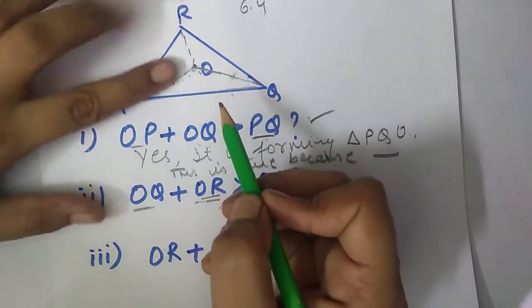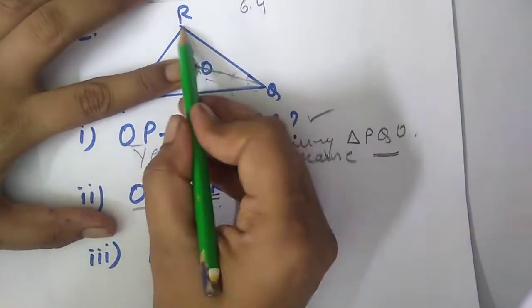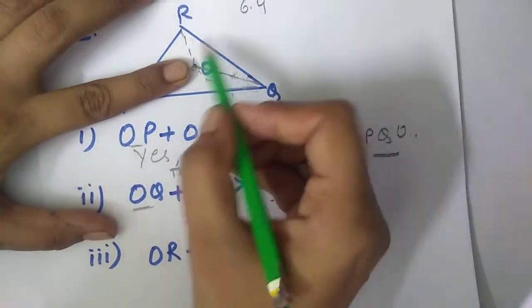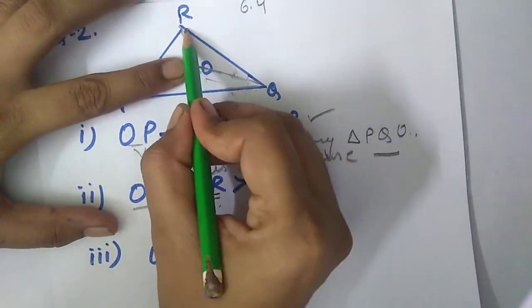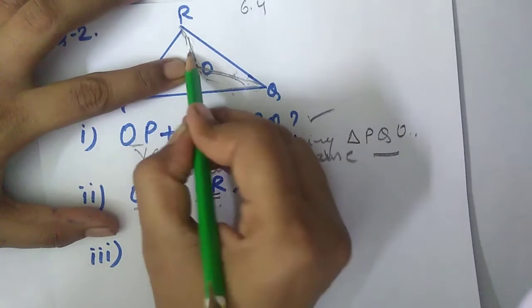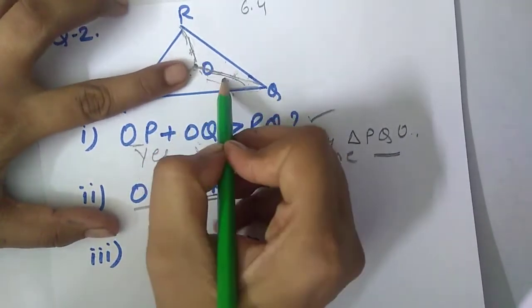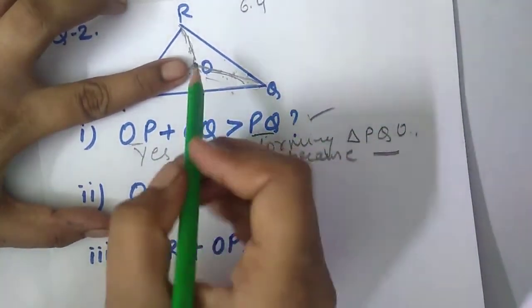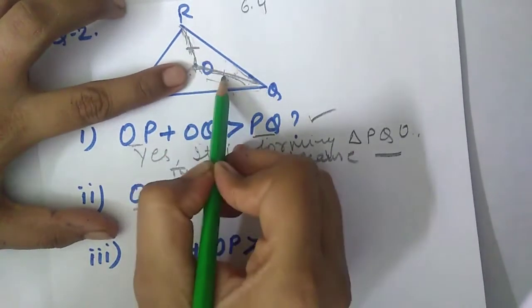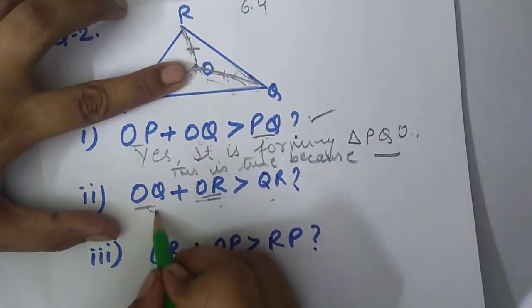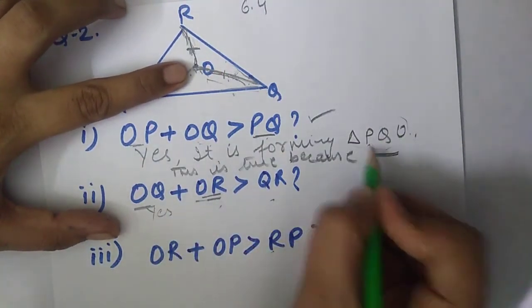Now they are asking, OQ plus OR, is it greater than QR? This is QR. Yes, it is true. Why? Because if I take triangle QOR, these are two sides of this triangle, and we have learned in the triangle inequality that the sum of two sides is always greater than the third side. If they are forming a triangle, then the sum of these two must be greater than this. Same reason you have to write, just change the name of the triangle.